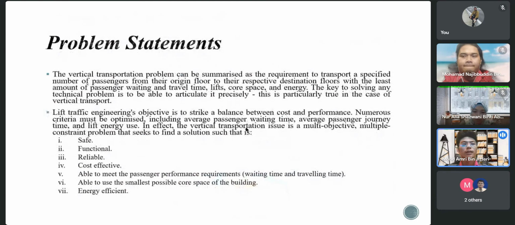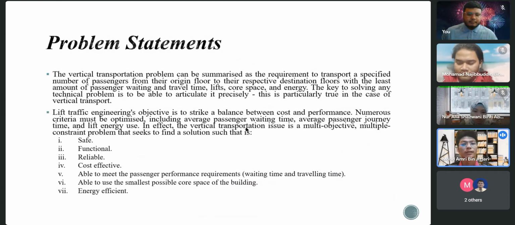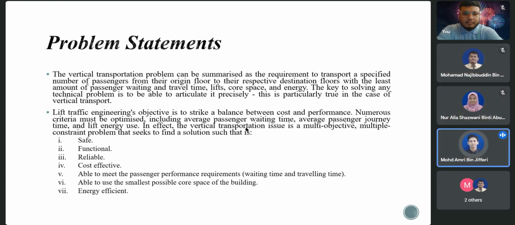And then for the problem statement, the vertical transportation problem can be summarized as the requirement to transport a specified number of passengers from their origin floor to their respective destination floor with the least amount of passenger waiting and travel time. Lift cost, space, and energy. The key to solving any technical problem is to be able to articulate it precisely. This lift engineering objective is to strike a balance between cost and performance.